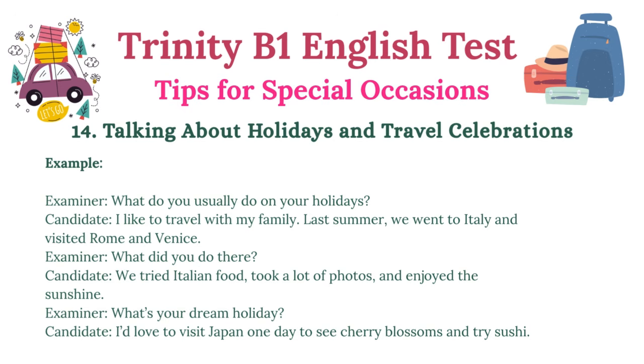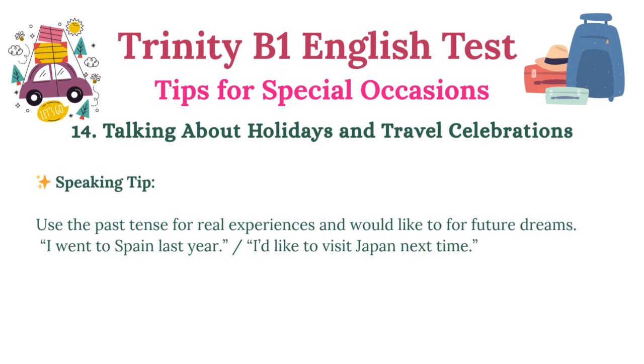Candidate: I like to travel with my family. Last summer, we went to Italy and visited Rome and Venice. Examiner: What did you do there? Candidate: We tried Italian food, took a lot of photos, and enjoyed the sunshine. Examiner: What's your dream holiday? Candidate: I'd love to visit Japan one day to see cherry blossoms and try sushi. Speaking tip: Use the past tense for real experiences and would like to for future dreams. I went to Spain last year. I'd like to visit Japan next time.